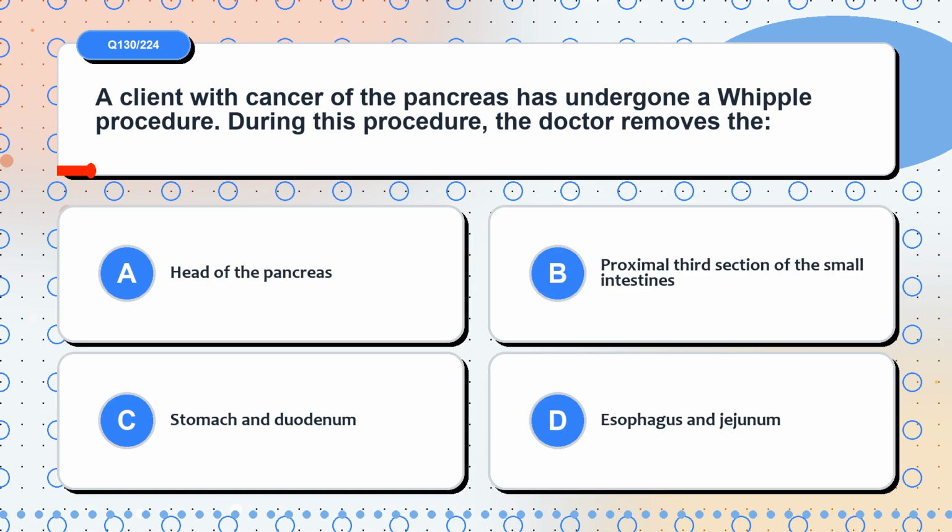Question 130. A client with cancer of the pancreas has undergone a Whipple procedure. During this procedure, the doctor removes the... Here are the options. Option A. Head of the pancreas. Option B. Proximal third section of the small intestines. Option C. Stomach and duodenum. Option D. Esophagus and jejunum.